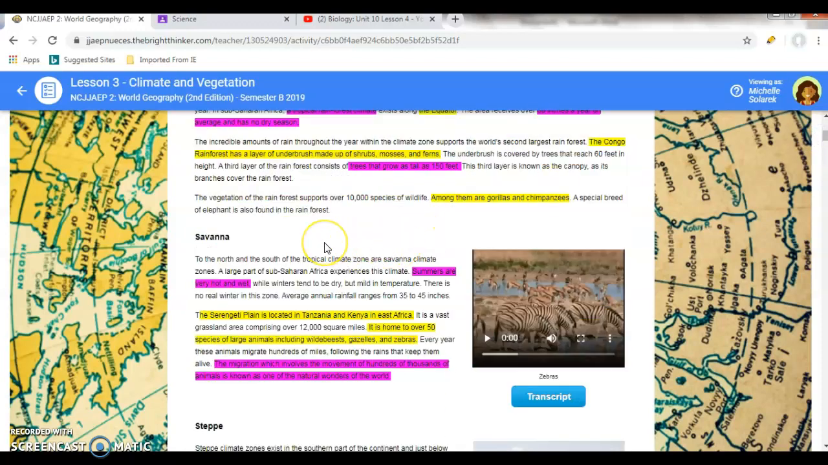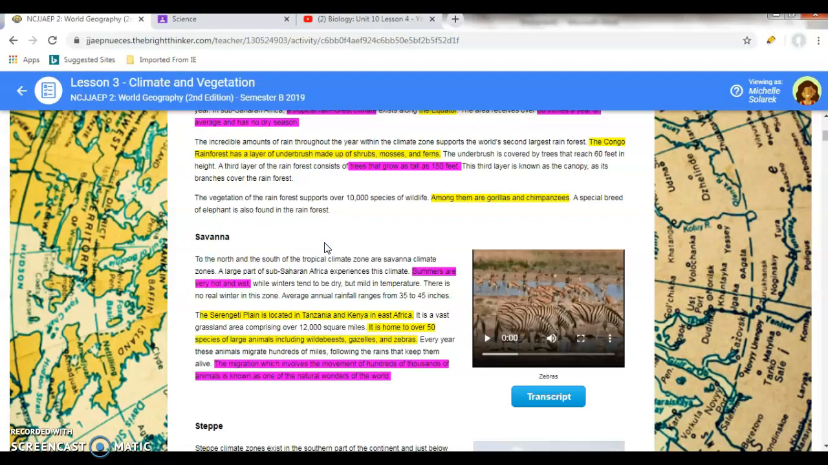Now we will talk about the savanna. To the north and south of the tropical climate zone are savanna climate zones. A large part of sub-Saharan Africa experiences this climate. Summers are very hot and wet, while winters tend to be dry but mild in temperature. There is no real winter in this zone. Average annual rainfall ranges from 35 to 45 inches.